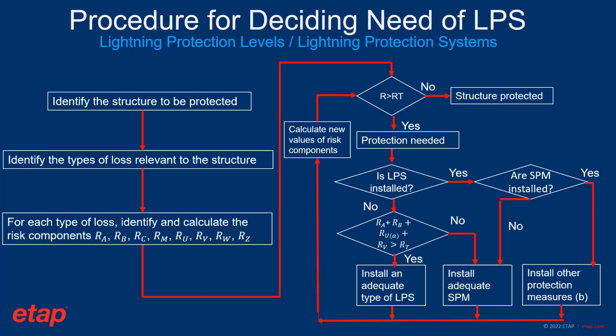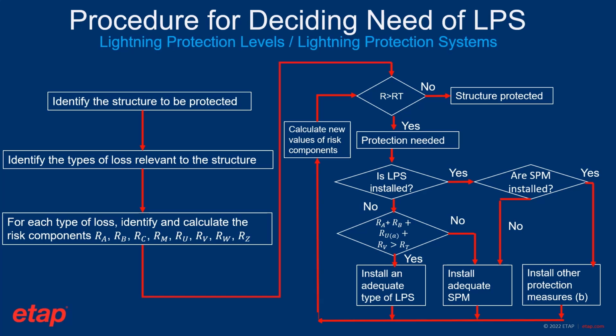And this goes on in a loop until we establish that we need to calculate new values of risk components, depending upon changes to the structure itself or other risk components and the amount of people inside a particular building. So finally, after all these discussions, if we know the correct type of structure and the corresponding types of loss relevant to that structure, and each risk component associated with that particular facility or building, we are able to evaluate whether a lightning risk is present or not.